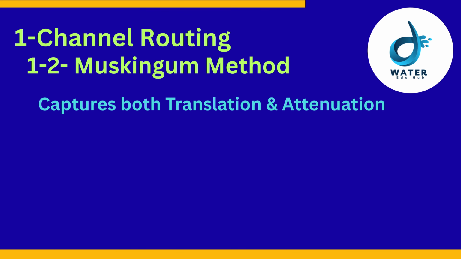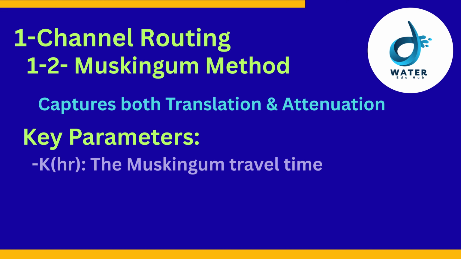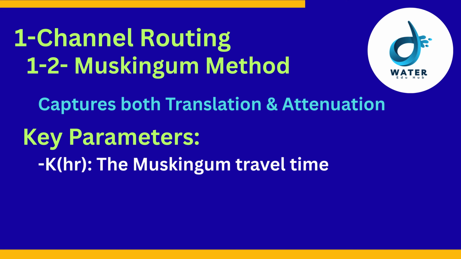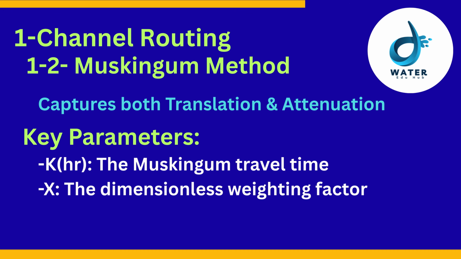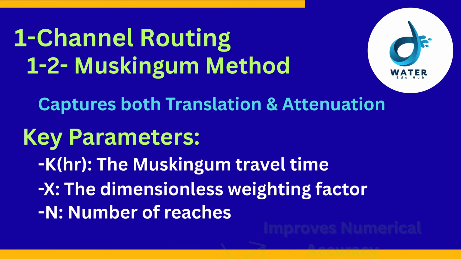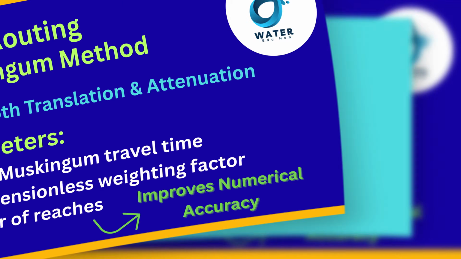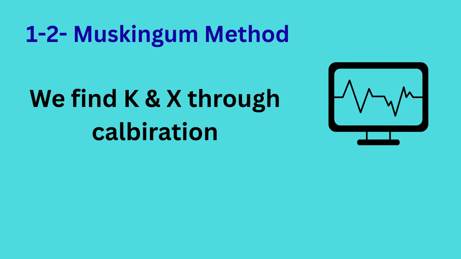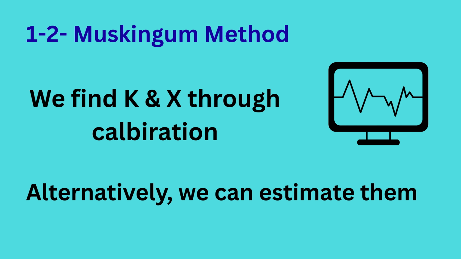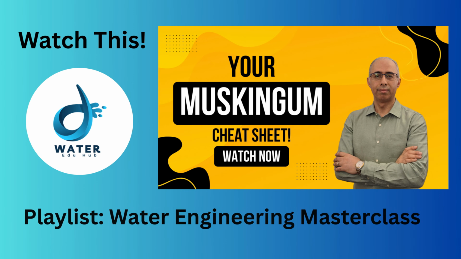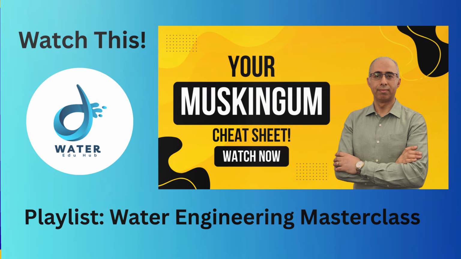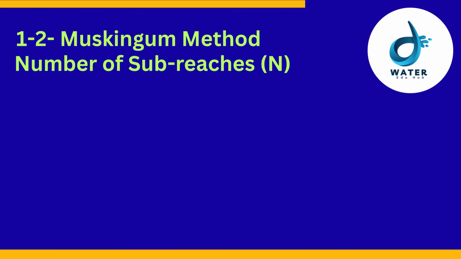The key parameters in this method are K, the Muskingum travel time in hours, X, the dimensionless weighting factor, and N, the number of subreaches, an integer used to improve numerical accuracy. We generally find appropriate K and X through a calibration process. Alternatively, we can also estimate them. For more details on this, please watch our video on Muskingum method. Now let's get back to N, the number of subreaches.